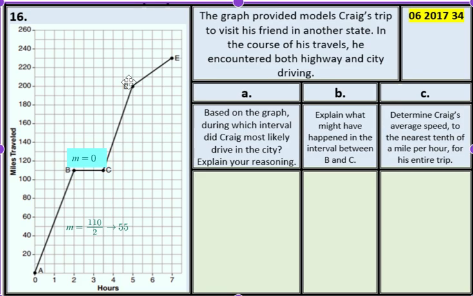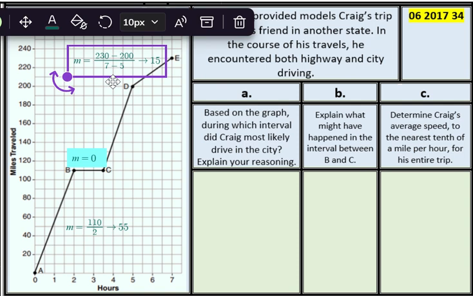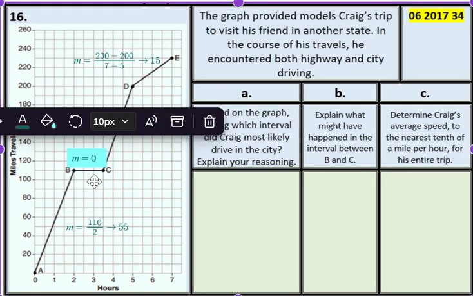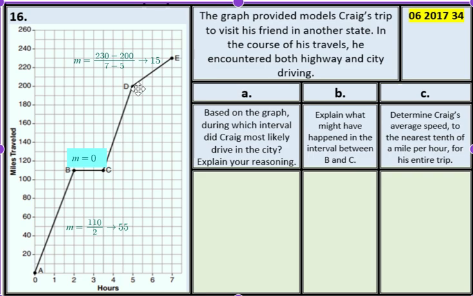Now, as we move up, we go to the very top. It's from 200 to 230. So our change is 30 miles over the course of 2 hours. So that's 15 miles an hour at the very top. And finally, the span in the middle is from 110 to 200, but between 3.5 and 5 hours. So at that point, he's driving 60 miles an hour.